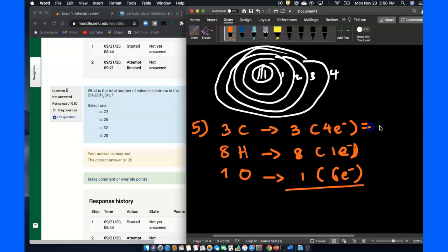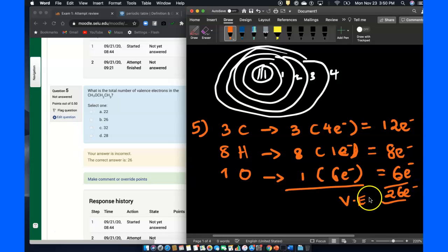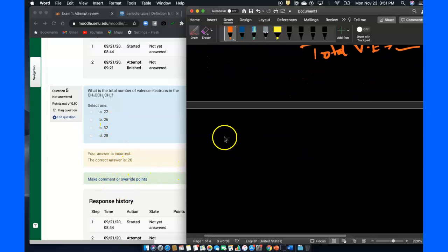So we're not summing yet. This will give us 12 electrons from the carbons, 8 electrons from the hydrogens, and 6 electrons from the single oxygen. Sum these up, and the answer is 26 total valence electrons. All right, that's what the question wanted, and the answer is B. Okay, moving on.